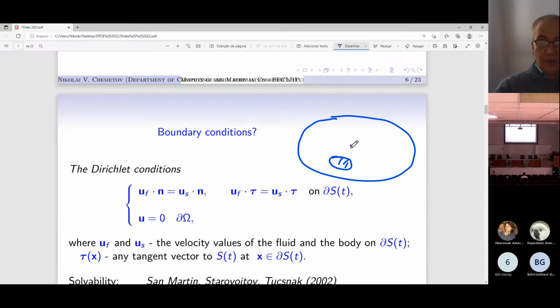Here is our solid body, and here outside we have the fluid. Therefore, on the boundary of the domain, we have to prescribe the boundary condition. The natural one is the Dirichlet condition, that we put the velocity equal to 0 on the boundary. Of course, we also have to prescribe how our body contacts with the fluid. Also, in a natural way, we can put that the velocity on the surface of the body is continuous, that is, we have continuity of the velocity from the solid part and from the fluid part.